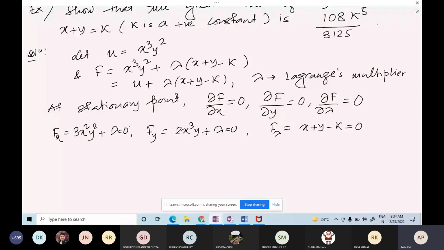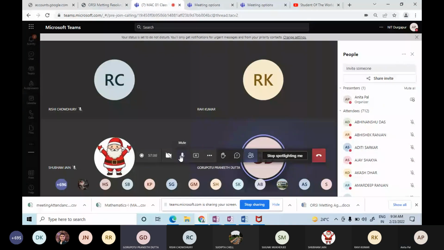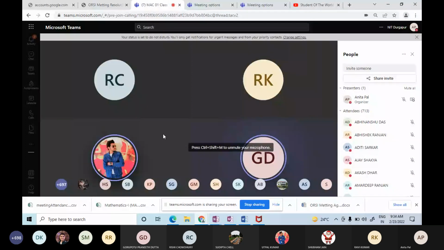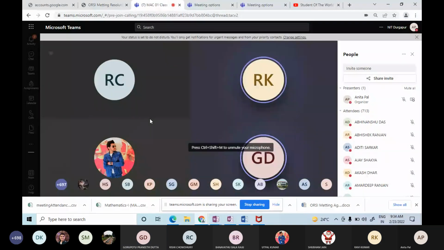Find out what is x and what is y, so we'll get the stationary point. X is 3k by 5, ma'am. And y equals 2k by 5.